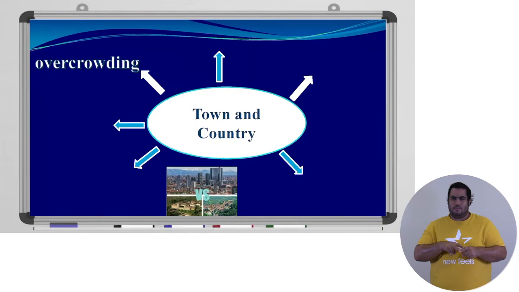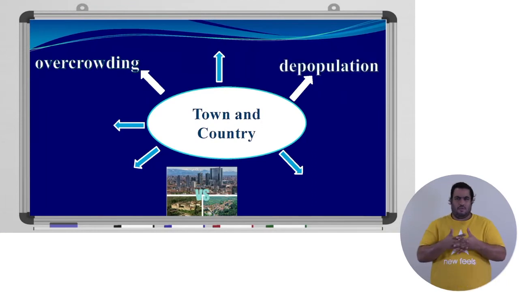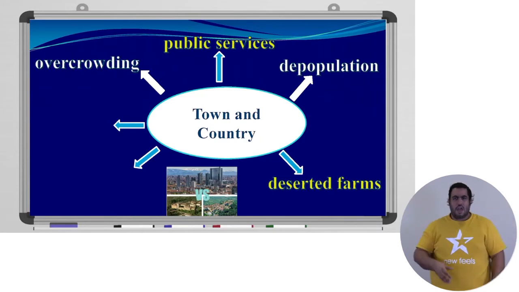In this episode, we will be talking about town and country. Now, when you listen or hear the words town and country, there are a few words that may come to your mind, such as overcrowding, depopulation, public services, deserted farms, infrastructure, stressful.